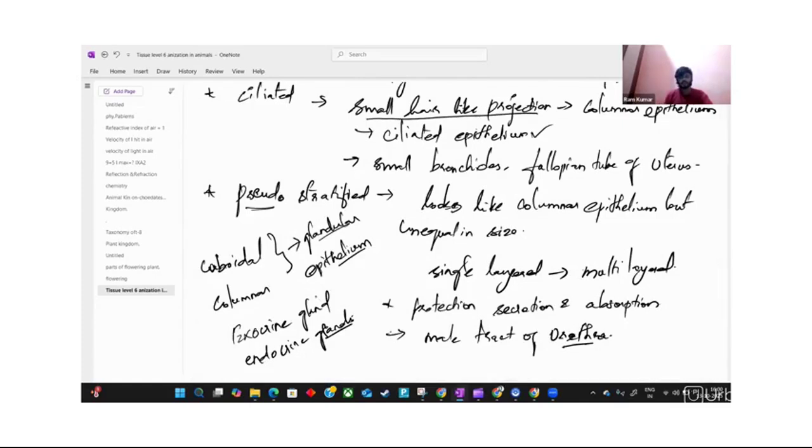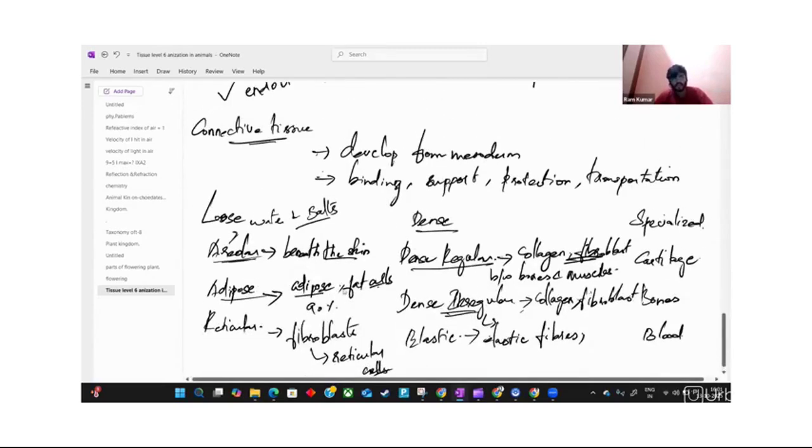It is a single layer, but looks like a multi-layered arrangement. Its main functions are protection, secretion, and absorption. We can find it predominantly in the male urethra. Some of the cuboidal and columnar epithelium found in secretory glands are collectively known as glandular epithelium. These secretory glands are nothing but exocrine glands and endocrine glands.